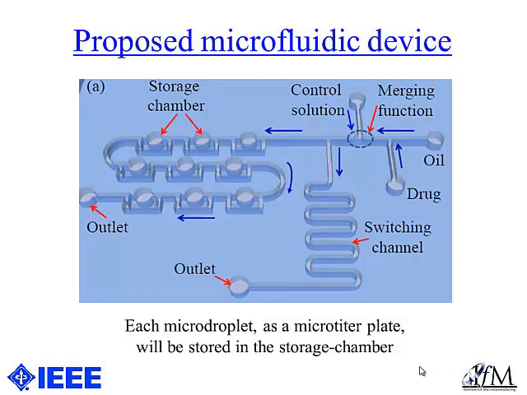We integrate more functions into a single chip. It generally has 4 different parts. The first part is the T-junction used to generate droplets. Second part is the merging function used to deliver the control solution. And we have a switching channel to switch on and off the storage chambers. And also we have storage chambers to trap those droplets in order.